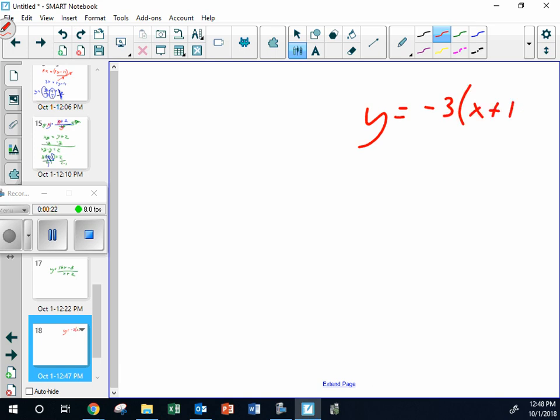If I asked you to graph that, you'd start by hopefully knowing what the parent looks like. Is it a V? Is it a U? Is it a butterfly? No, it's not a V. Okay, what is it? It's a U shape. And hopefully you know it's been changed in a few ways. I've taught you the order of this.